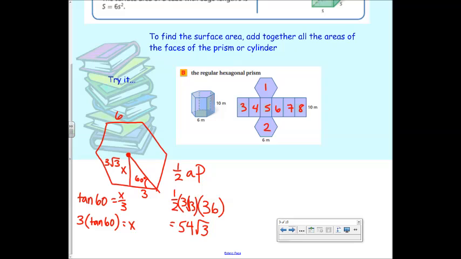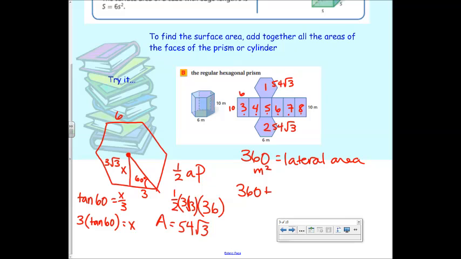Okay, so the area of the hexagon, the area of 1 and 2 is 54 root 3. The rectangle should be a lot easier. It's 10 tall, but how wide? 6. So each one is how much? 60. So altogether 60 times 6, which is 360. So the lateral area is 360 meters squared. The surface area would be 360 plus 108 root 3.